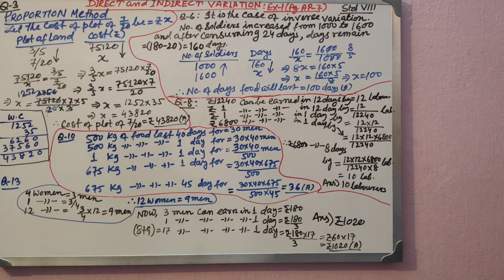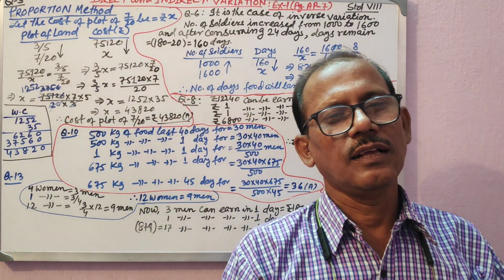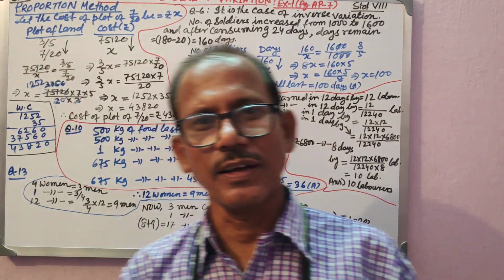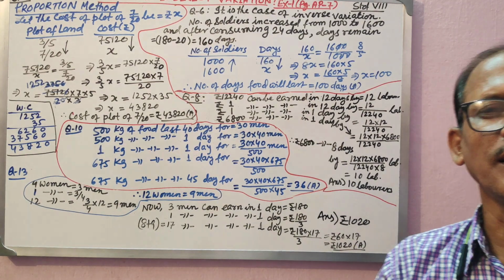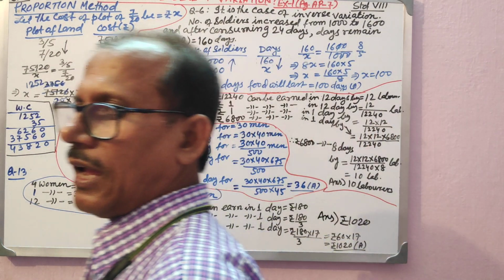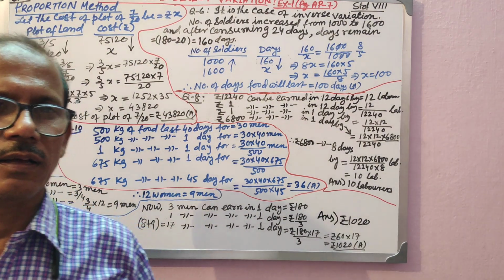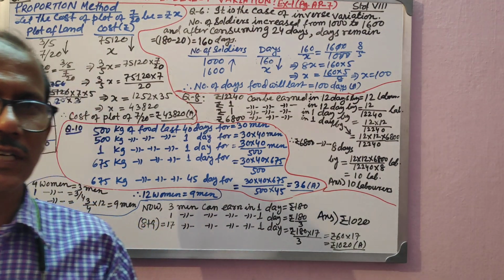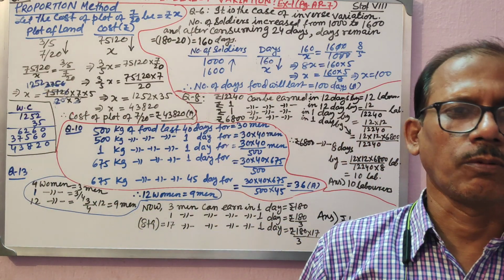Okay, students, now we learn unitary method. Unitary method is named in a different way in your class 8 standard, that is direct and indirect variation. Last year also you must have learned about unitary method. Problems can be solved through two cases of unitary method. One is direct variation, directly proportionate, and inverse variation, that is indirectly proportionate.